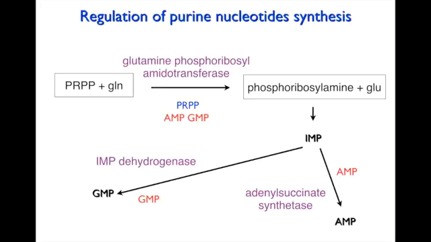In this slide, we look at the regulation of purine nucleotide synthesis. So this is the second step of the pathway, which is inhibited by AMP and GMP, the end products, and it's activated by PRPP, one of the precursors. And we can see further along towards the end of the pathway, the synthesis of GMP is inhibited by GMP, which inhibits IMP dehydrogenase. Likewise, AMP inhibits adenylosuccinate synthetase.